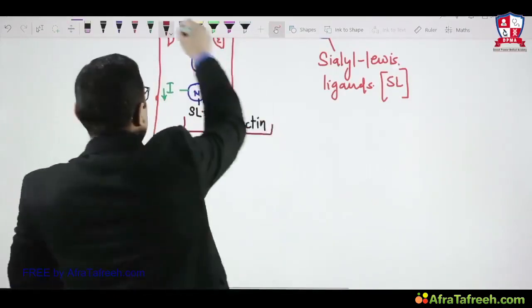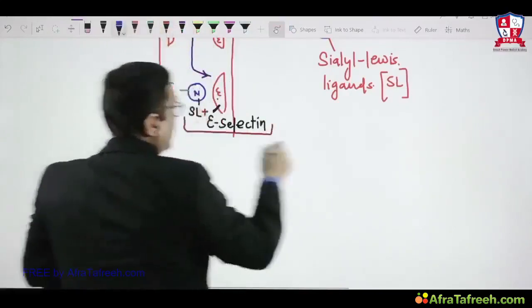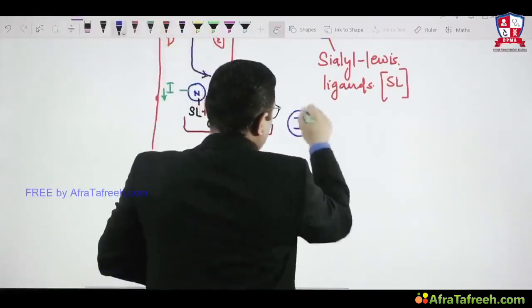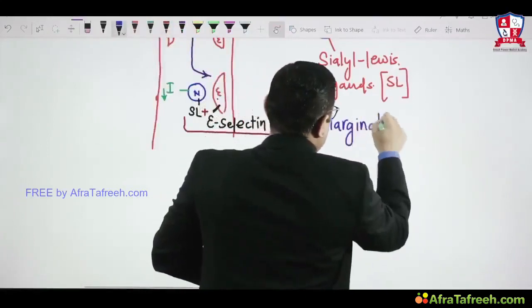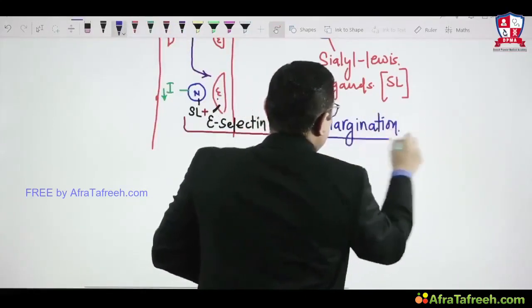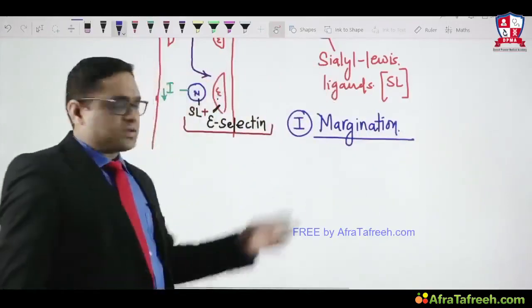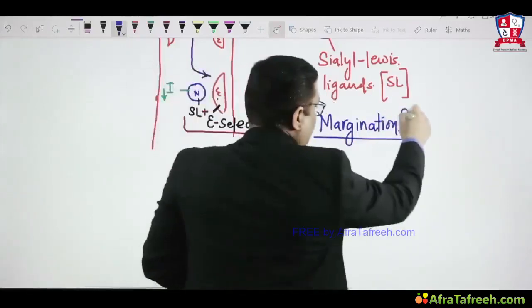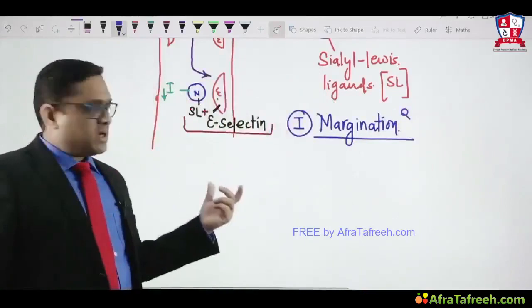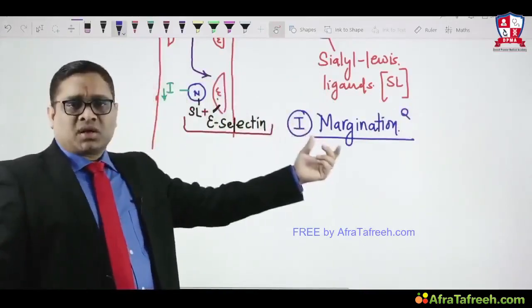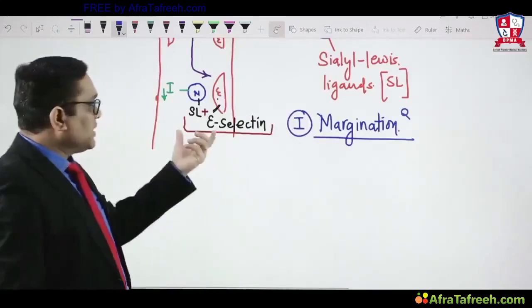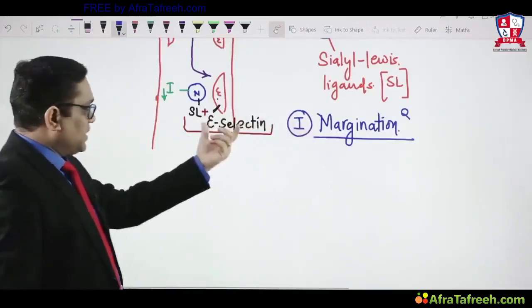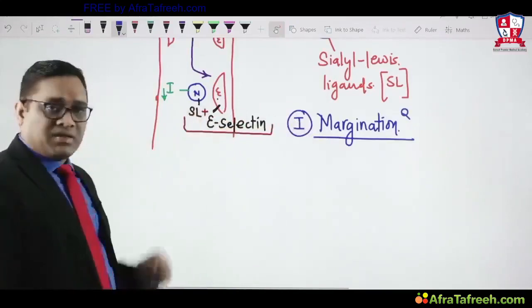So this is the number one event within the blood vessel, called margination. Remember, the number one event is called margination, right? This was a question in the AIIMS exam. That is why I drew this diagram, so that we can understand. The question was: margination requires selectin adhesion molecule, true or false? Now you can see that yes, margination requires adhesion with E-selectin to the sialyl-Lewis, right?